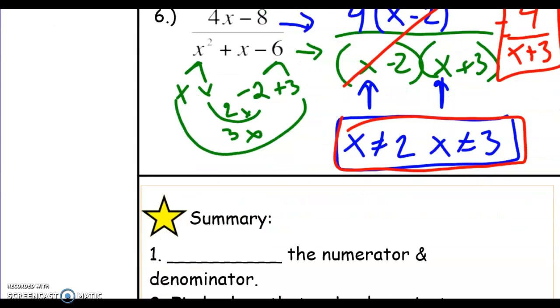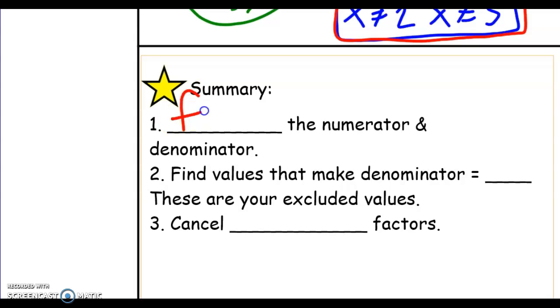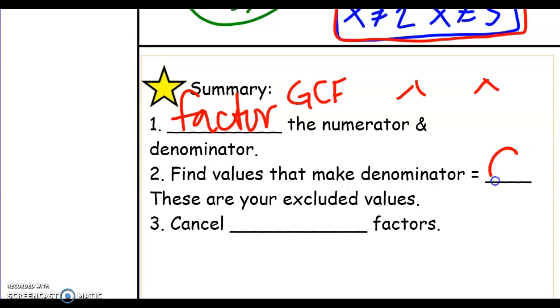So quick summary. Always, always, always factor first if you can. Check for a GCF, or just factor, and that looks like this, into 2 binomials. Okay, then find values that make the denominator 0, and then cancel common factors. That's if you're simplifying. But really right here, factor and then find the values that make the bottom 0. That's how you find your excluded value.